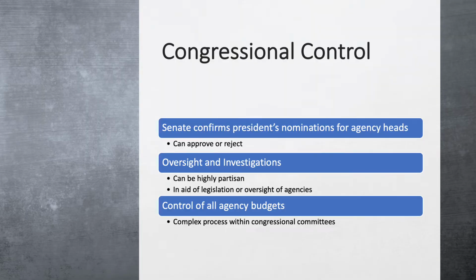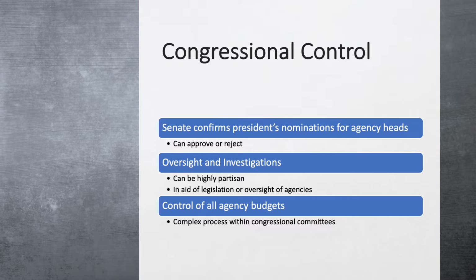There's also congressional control. The Senate confirms the president's nominations for these top jobs. They can approve the person, but they can also say no. There's also oversight and investigation, which we talked about a bit when we discussed Congress.